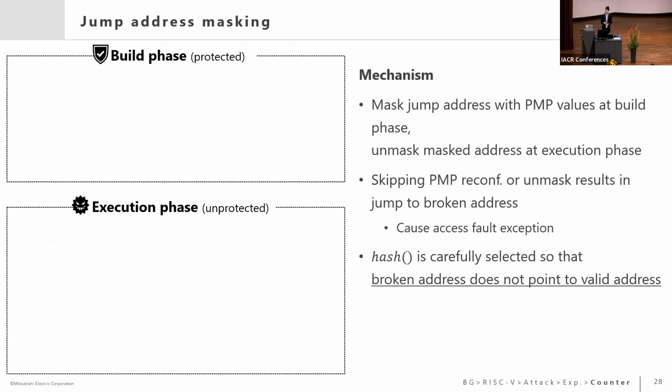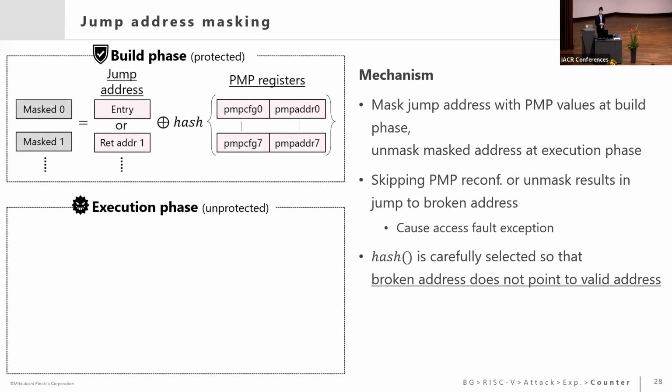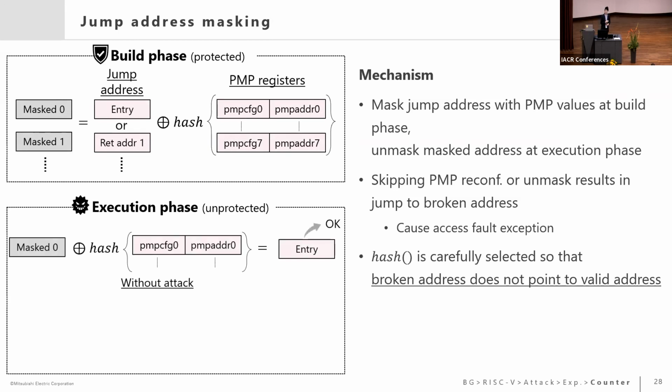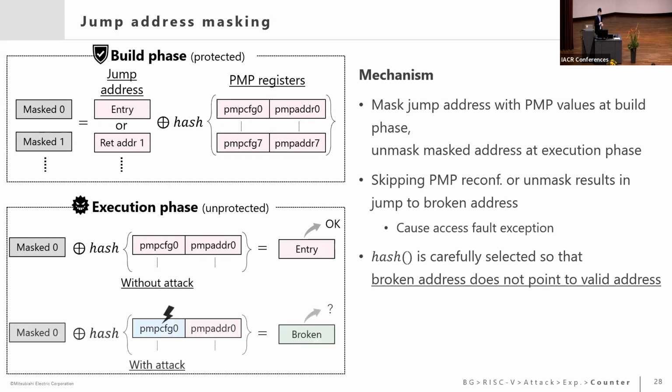Based on the approach, we proposed jump address masking, and it has two phases. First, it masks the jump address with the hash value, hashed PMP values, at build phase, and unmasks the masked address value at execution phase. If the PMP configuration or unmasking process is skipped, the program flow transits to our broken address, which causes an access fault exception. So we correctly integrated the verification process and the program flow.